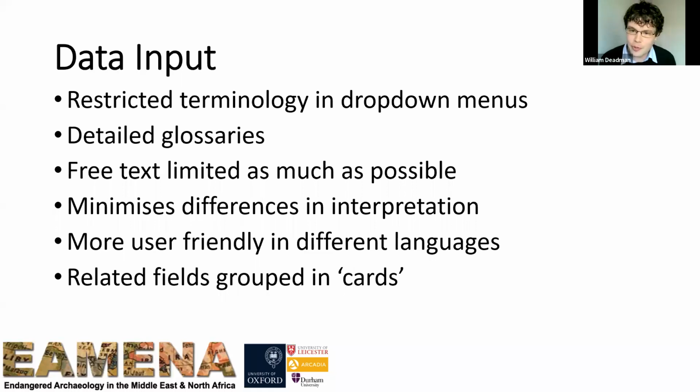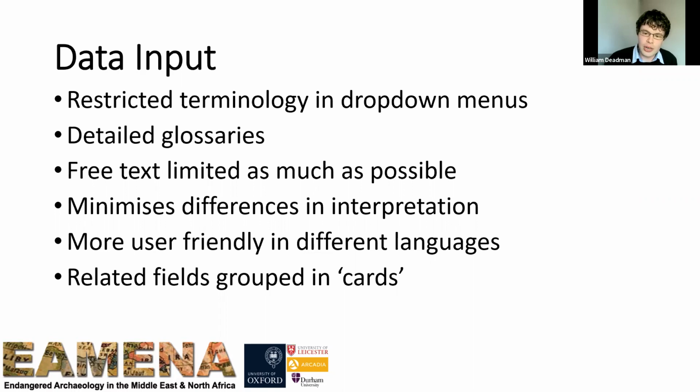In terms of actually adding the info to the database, we try to avoid free text as much as we can, and instead we use detailed, restricted terminology in drop-down menus. And so we have detailed glossaries to go with this in order to minimize any differences in interpretation or in the language that we use to describe features of a site. The advantage of this is that it makes it much more user-friendly working between different languages, as it's possible to search for the same terms, say fort or whatever, in English or Arabic in our database, and it would come up with the same sites. So language isn't a problem.